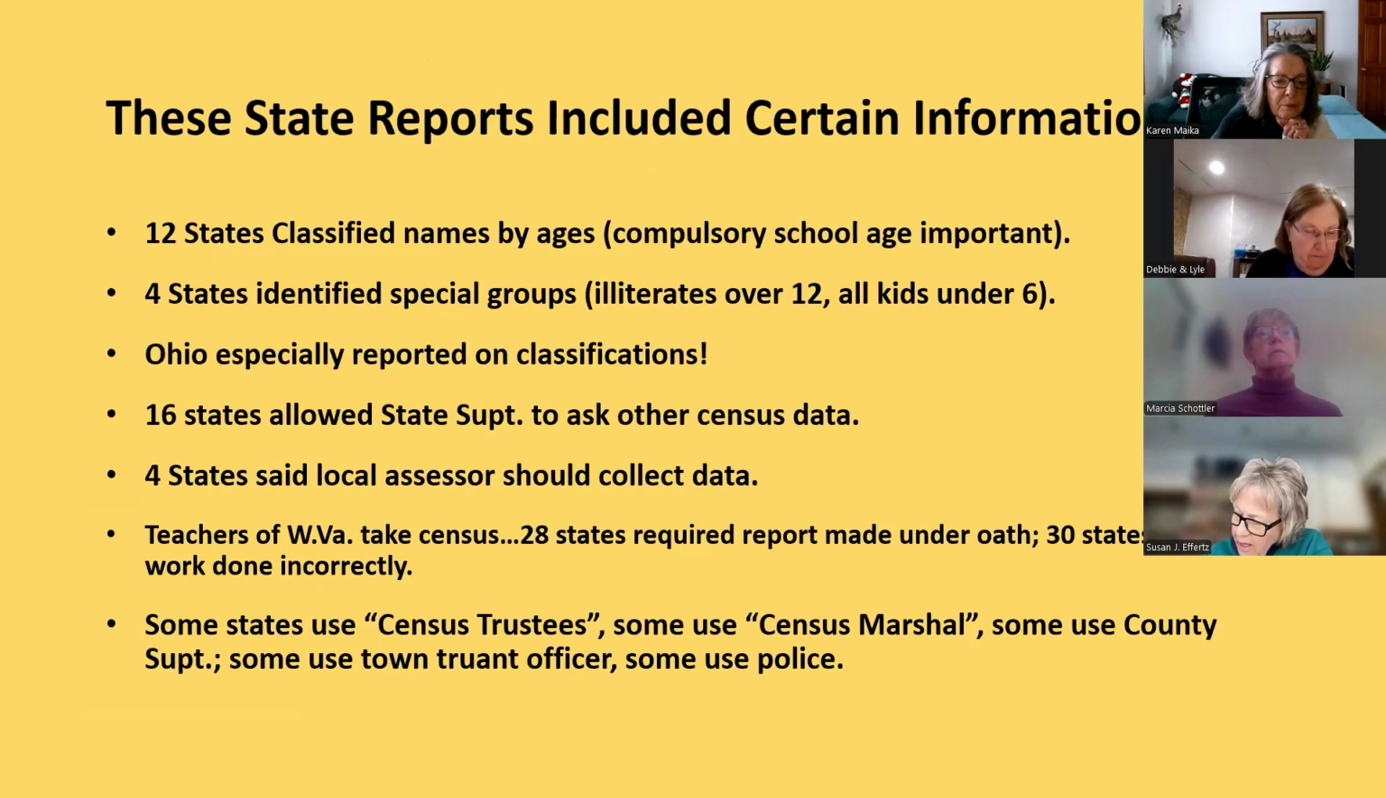12 states classified the names by ages, meaning if you had a student, and Montana was one of these, if you had a student age 6 through 21, you were classified on one list. That stood right into the 1960s, when we could classify those students easily and do a computerized report. Then we didn't need to have a separate list. We could have it all in one.